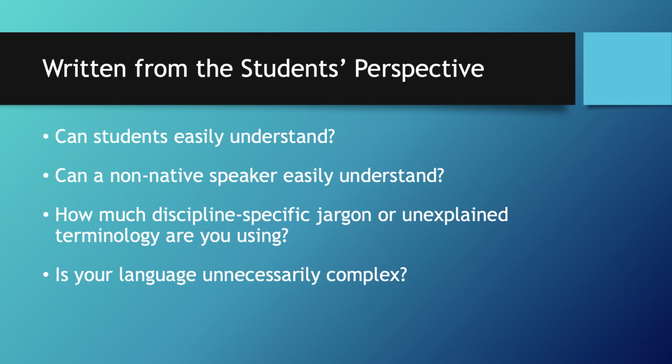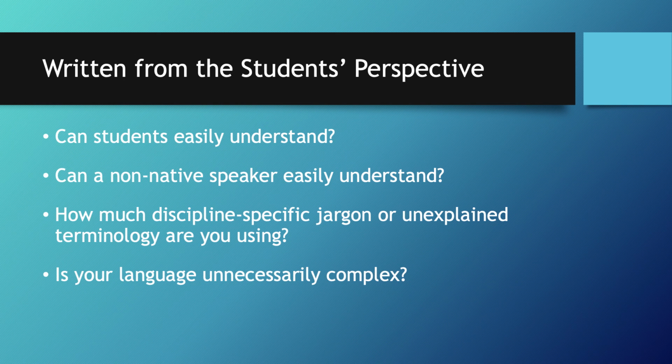Finally, you want to make sure your learning objectives, particularly the unit level objectives, are written in an understandable way for your students. The language needs to be accessible for the level of student in the course. So when you're trying to decide how to write your learning objectives from the student's perspective, you want to think about, can students easily understand what I'm trying to say in my objectives? Could a non-native speaker easily understand the meaning and the purpose of why I'm asking them to do these objectives?